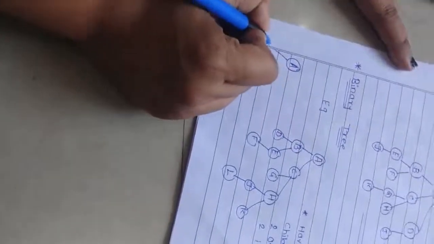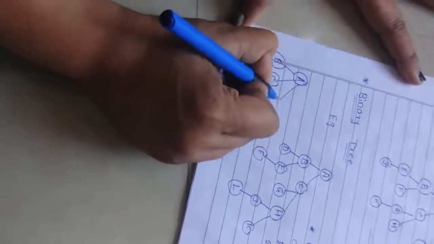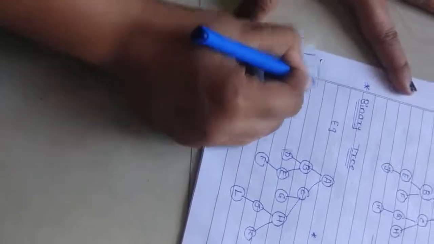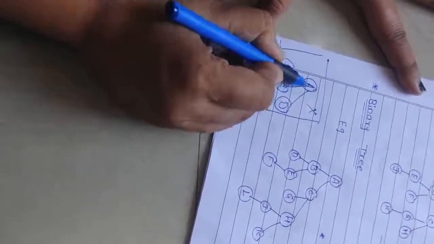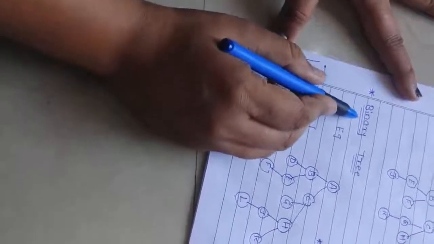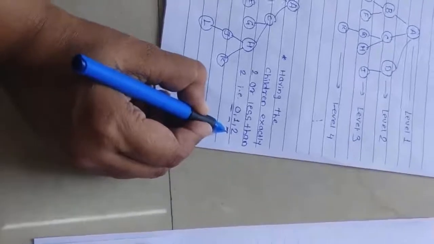Now take another example. Suppose we consider node A and it has 3 children, B, C and D. Now it is not a binary tree because A has 3 children, and according to the definition of a binary tree, every node has a maximum of 2 children.